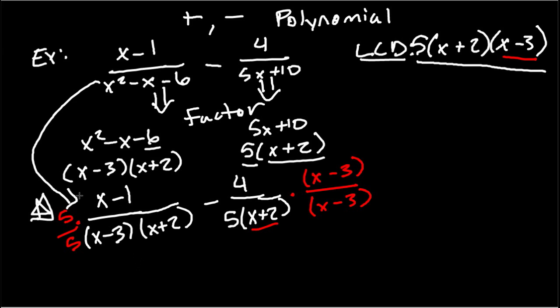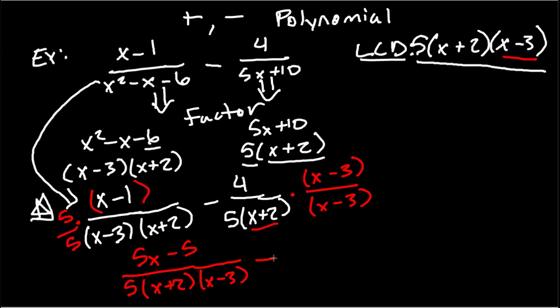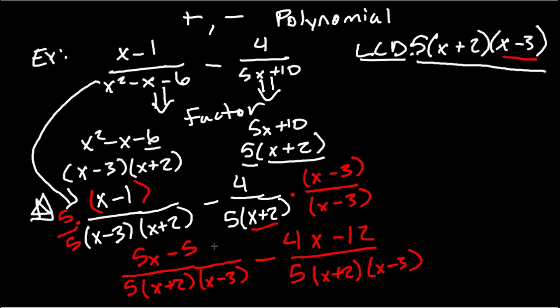Doing this arithmetic, distributing this 5 into this x minus 1, you get 5x minus 5 over our LCD, which is 5 times x plus 2 times x minus 3. And now we're subtracting, distributing that 4, you get 4x minus 12 over our LCD, which is 5 times x plus 2 times x minus 3. Now all we have left to do is subtract the top.